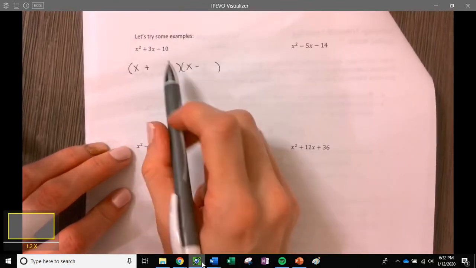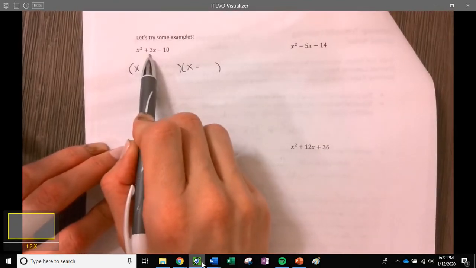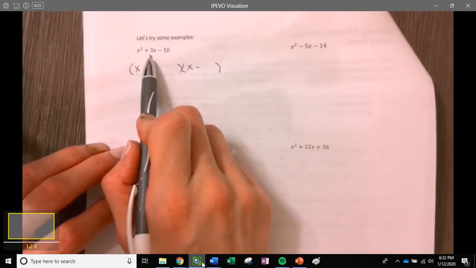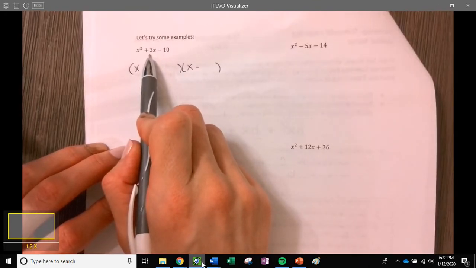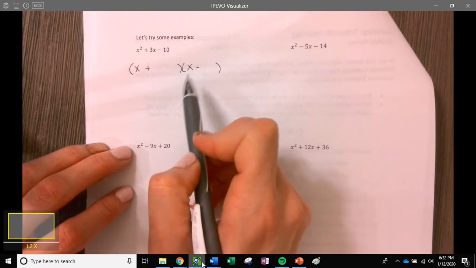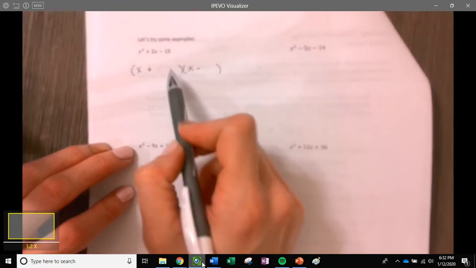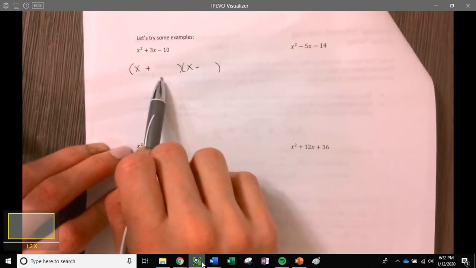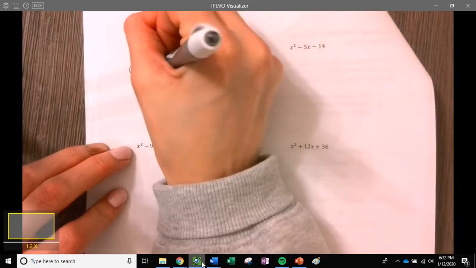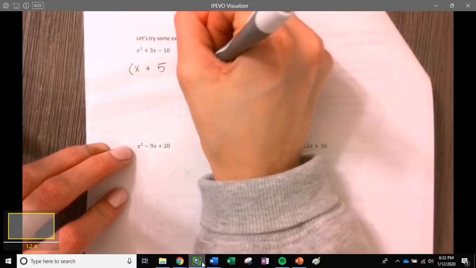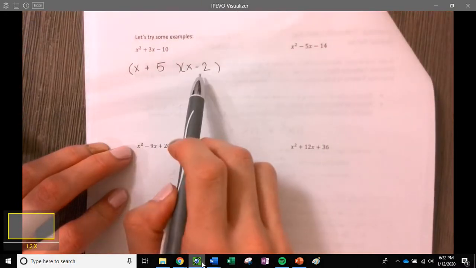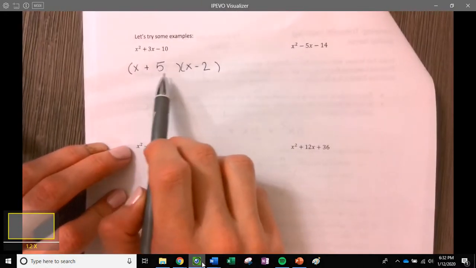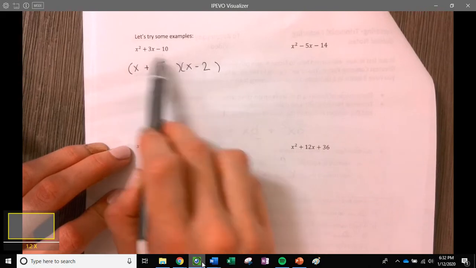So what two numbers multiply to negative 10 and add to 3? Well, it's not 10 and 1. It's, again, going to be 5 and 2. But which one is negative and which one is positive? The bigger number will get the plus. So x plus 5 and x minus 2. 5 times negative 2 makes negative 10, and 5 minus 2 makes 3.